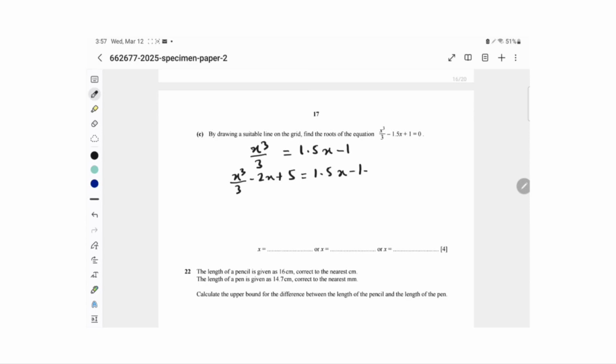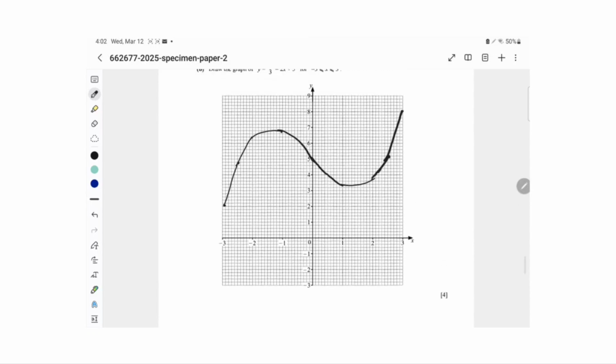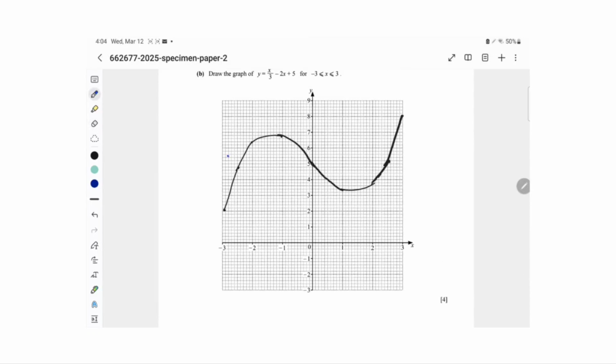Minus 2x plus 5. So y equals minus 0.5x plus 4. We'll have to draw the equation. Minus half x plus 4. y equals minus half x plus 4, as we have found a few coordinates: 0, 4 and 2, 3 and minus 2, 5. Join the points.